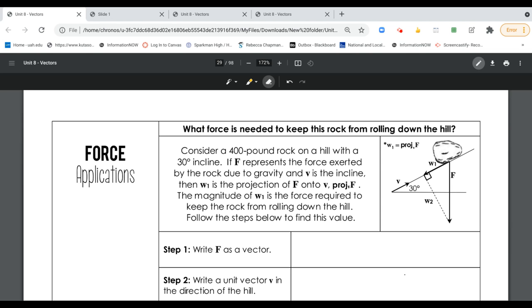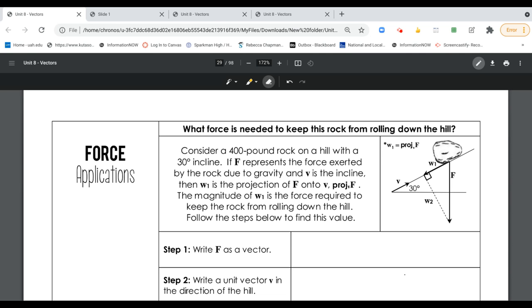We're going to talk force applications today with respect to vectors. So we've got 3 examples, and I do have a 4-step process that you can follow, and it's very straightforward. There is some work that you have to do, but it's very straightforward if you follow the process.